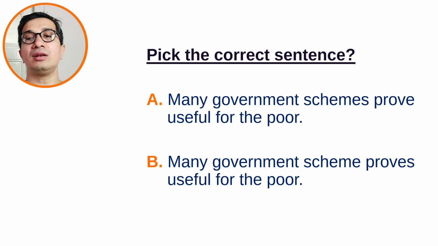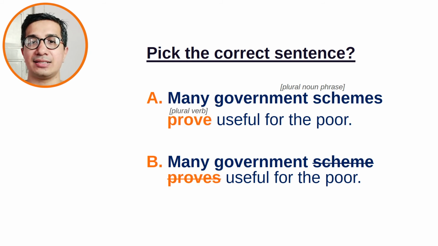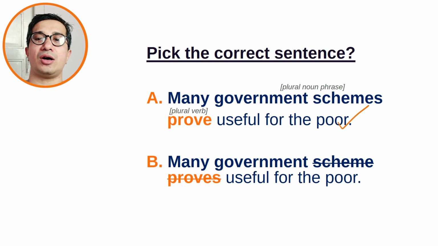Since we have the plural noun form many government schemes, the verb form has to be plural. And keep in mind, the plural noun verb forms don't usually end in S at the end. Therefore, statement A is correct as both noun and verb are plural forms. Got it? Good. Let's take the second pair now.